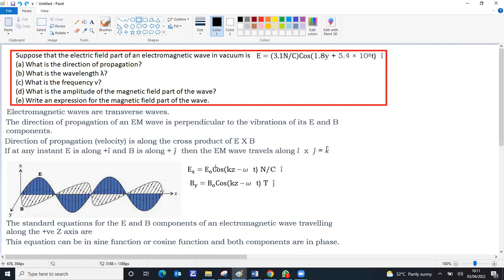It may not always be a cos function. It can be a cos or a sine function. So as per the question, if they give a sine function, we write a sine function. If they give a cos function like here, we also write the cos function.